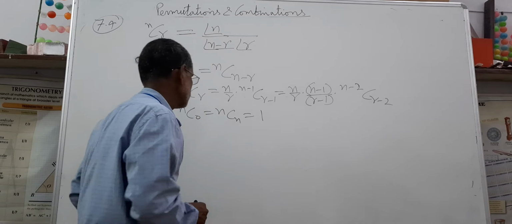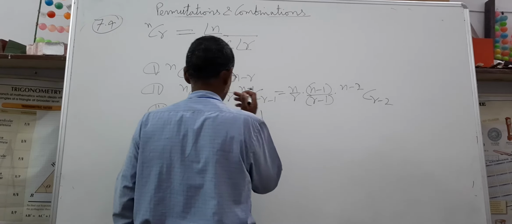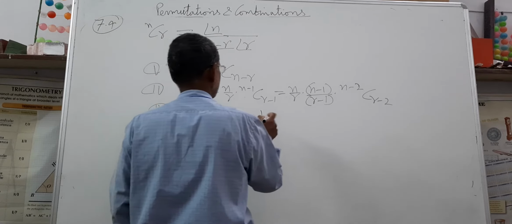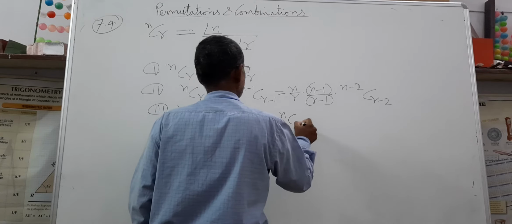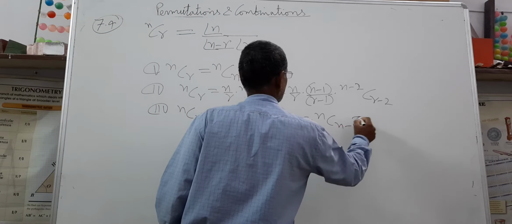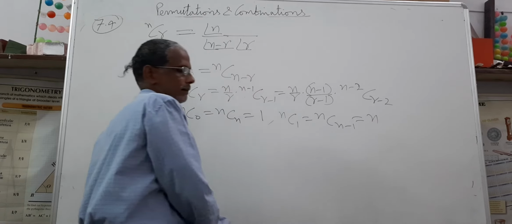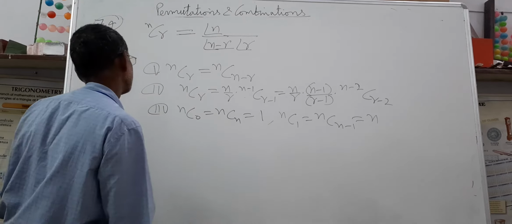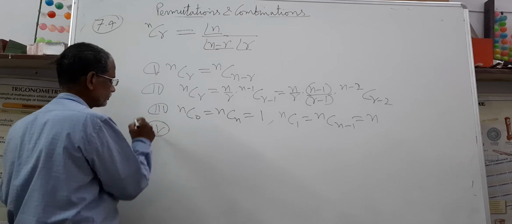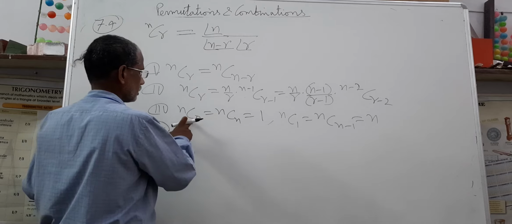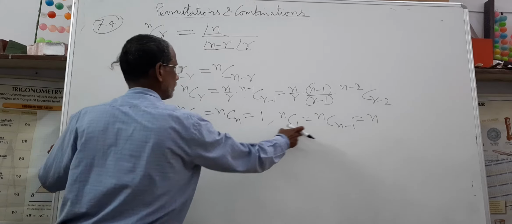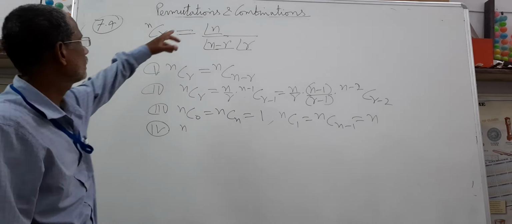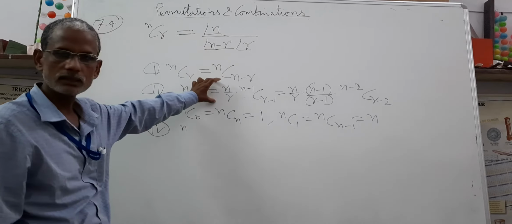N minus 0 is N. N minus N is 0. N minus 0 is N. NC1 is equal to NC(N minus 1) is equal to N. For remembrance purposes, these are the first four. Apart from these four, you will evaluate either this or using this method. I will explain later.